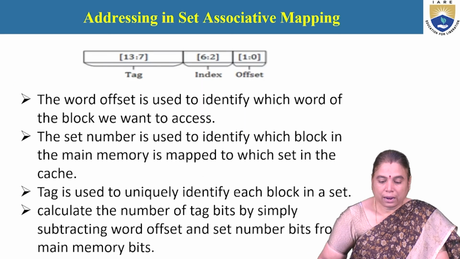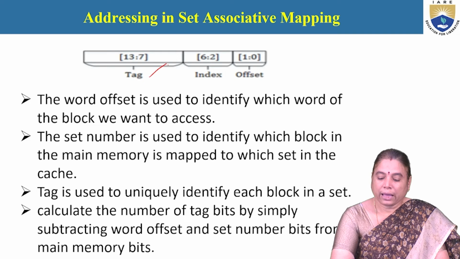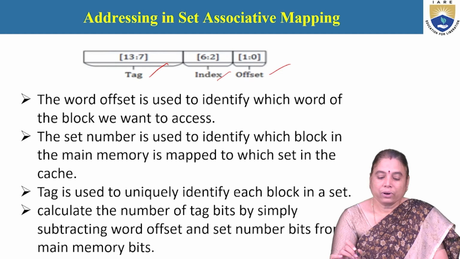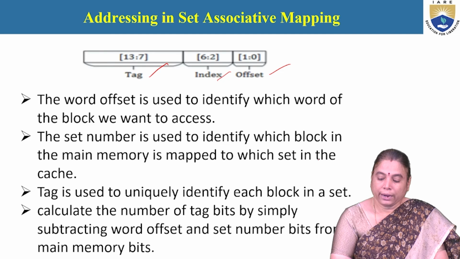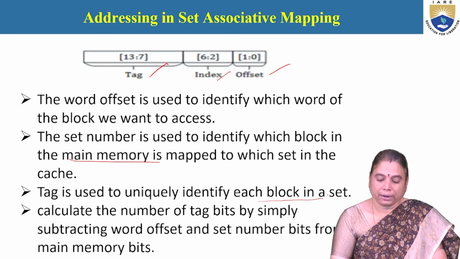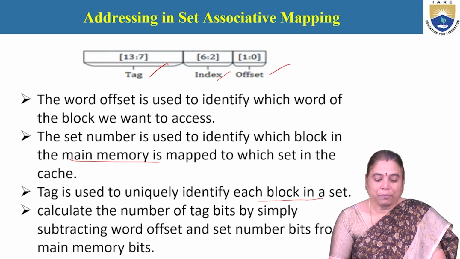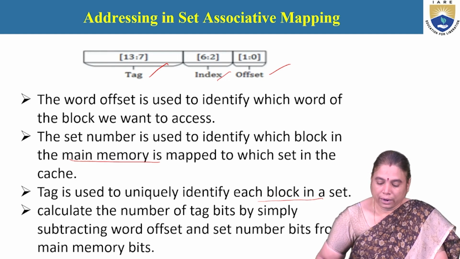The physical address field uses the tag, index, as well as the offset. The word offset is used to identify which word of the block we want to access. The set number is used to identify which set in the cache the block of main memory is mapped to. The tag is used to uniquely identify each block in a set. The number of tag bits is calculated by subtracting the word offset and the set number bits from the main memory address bits.